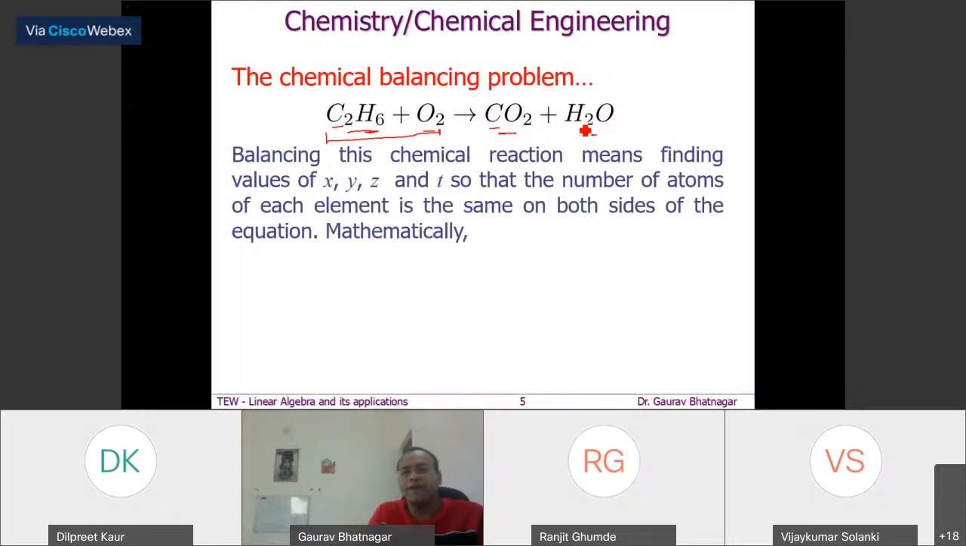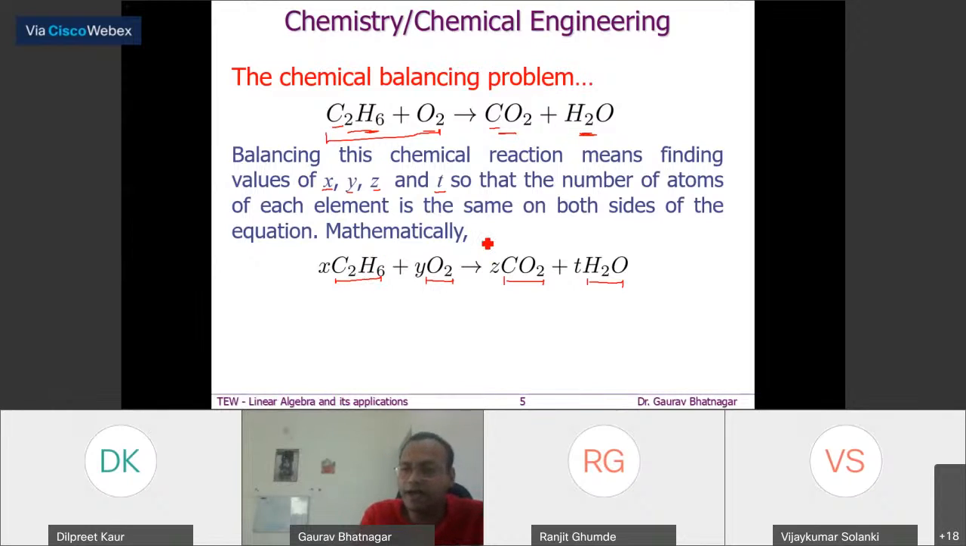Balancing this chemical equation means mathematically finding the values of these 4 parameters x, y, z, and t so that the number of atoms of each element is the same on both sides. So basically, I'm looking for this particular equation. I'm going to multiply this whole substance by x, this whole substance by y, this whole substance by z, and this whole substance by t. The objective is that when I talk about the individual atoms, on both sides they have to be the same.